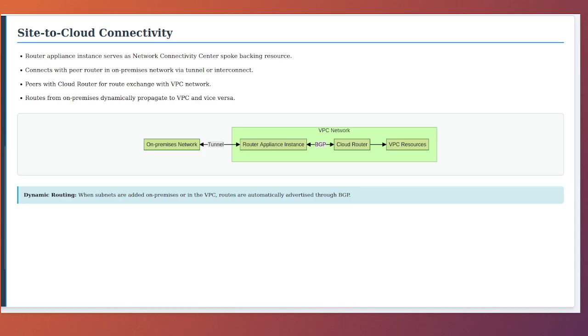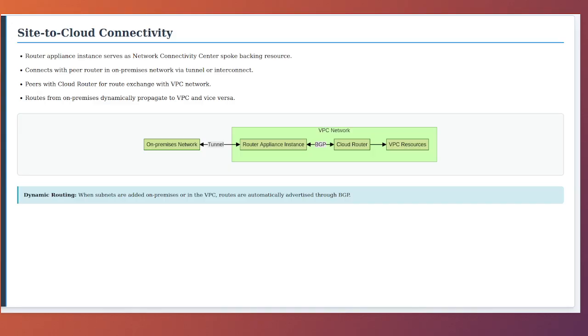The Router Appliance instance sits inside your VPC network and acts as the bridge between on-premises and cloud environments. This virtual machine runs your chosen network virtual appliance software. From the Router Appliance instance, there is a BGP peering connection to the cloud router. This BGP session is where routes are exchanged dynamically.